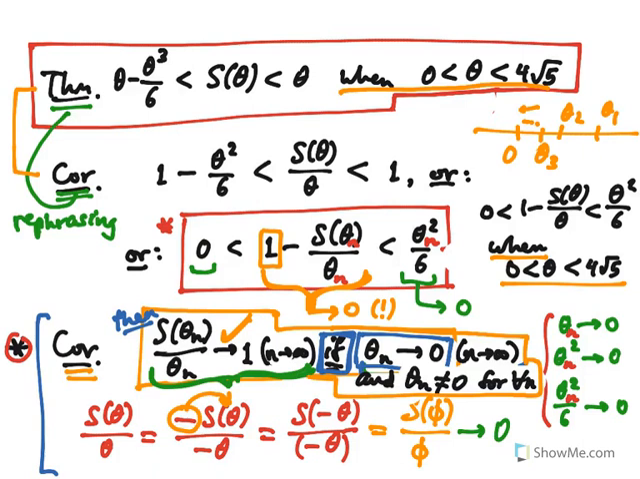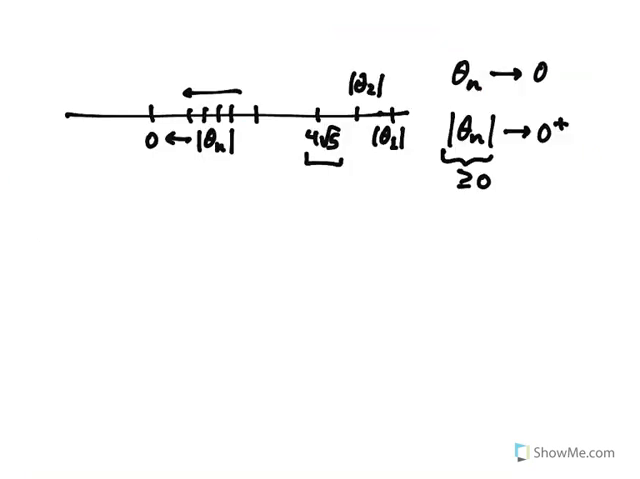Okay. So yeah, we're assuming two things. We have a sequence of values, theta n, which is going to 0, but none of them is equal to 0. And then we have to conclude that capital S of theta n divided by theta n approaches 1. Okay, so notice that in this picture again, since the theta n's are never equal to 0, the absolute values of the theta n's are actually strictly positive. So we have a sequence that's strictly positive, so on this side of 0, but not equal to 0. And then eventually it does get less than 4 root 5.